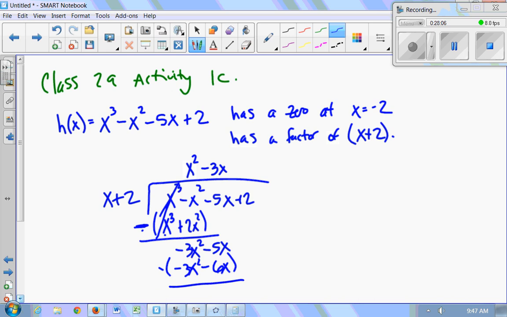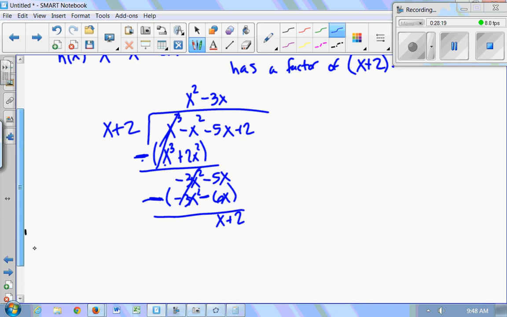Subtract. -3x squared minus -3x squared is 0. -5x minus -6x is x. So x times what gives you x? 1. Times x is x. 1 times 2 is 2. Subtract. No remainder.